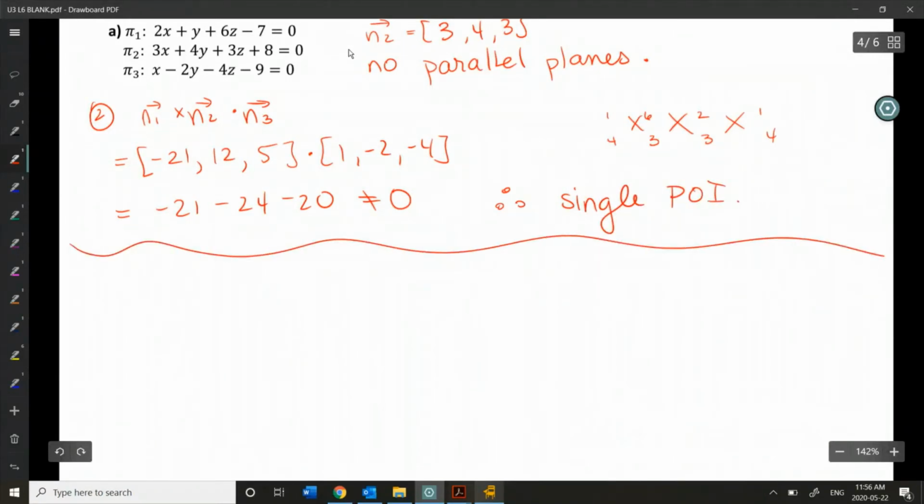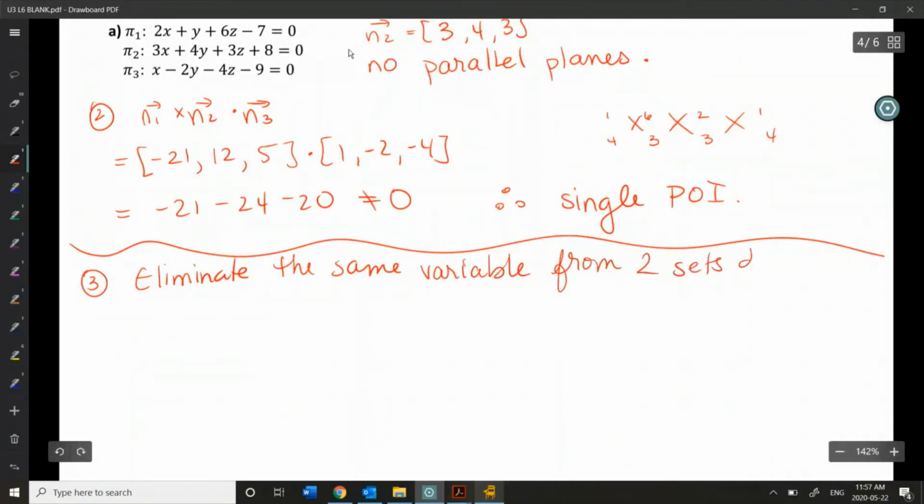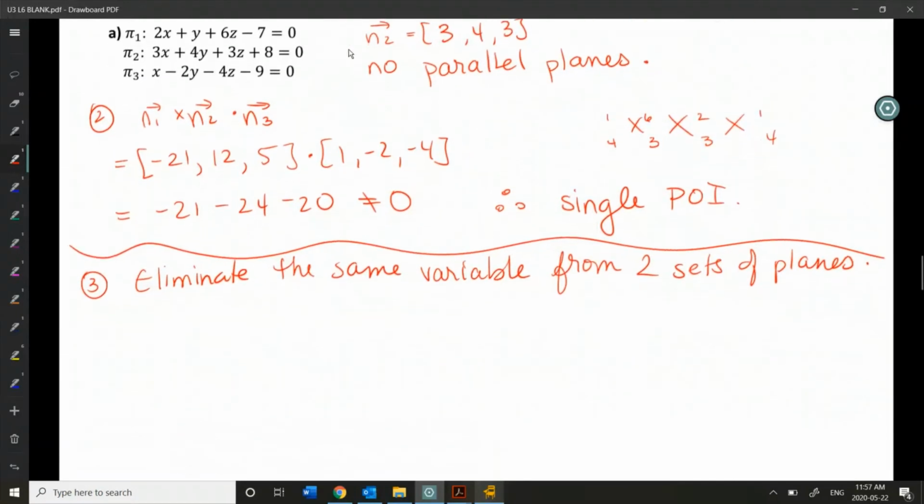Okay, so let's get into that solving process then. So step 3 is we're going to eliminate the same variable from 2 different sets. So I might choose plane 1 and plane 2, and then plane 1 and plane 3, but it needs to be 2 different sets. There's also a way that you can do this that's kind of similar to what we previously did, but I feel like this is the more efficient way. So if you're looking for maybe other options, you can take a look at what's out there.